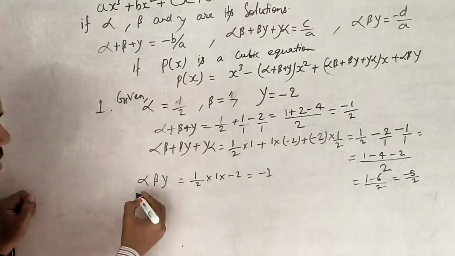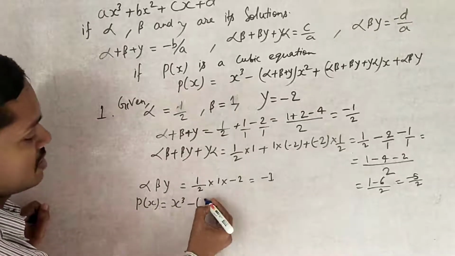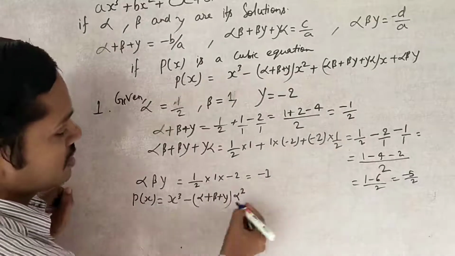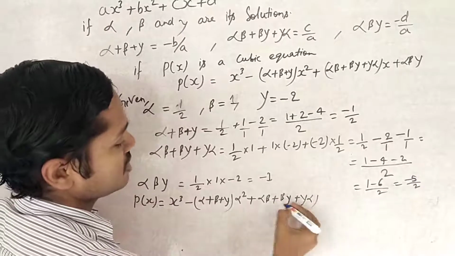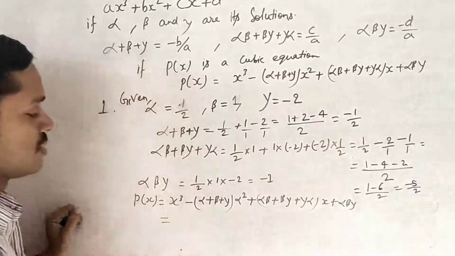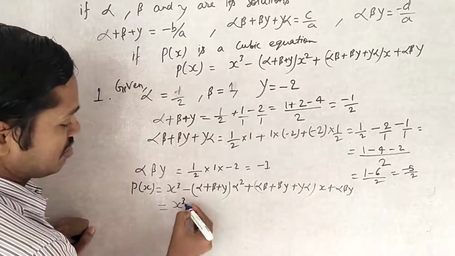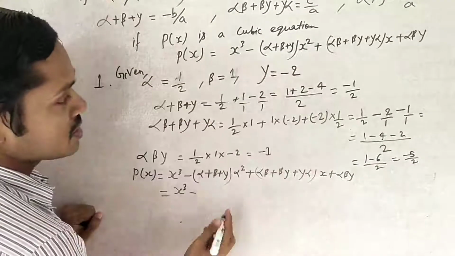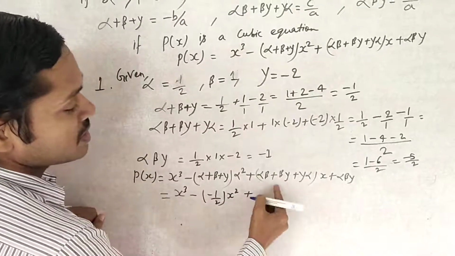Now we are getting p(x) equal to x cube minus (alpha plus beta plus gamma) into x square plus (alpha beta plus beta gamma plus gamma alpha) into x plus alpha beta gamma. Look at it: x cube minus, alpha plus beta plus gamma, how much? Minus 1 by 2 into x square plus alpha beta plus beta gamma plus gamma alpha.